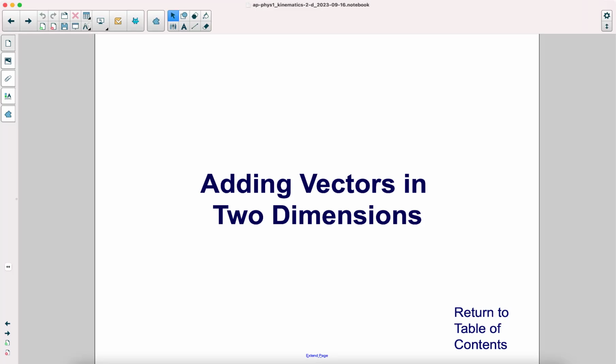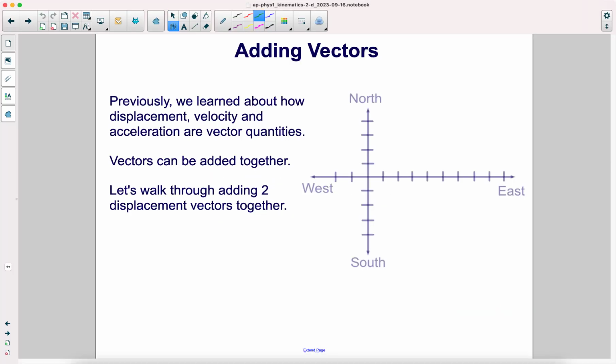Adding vectors in two dimensions. Previously, we learned about how displacement, velocity, and acceleration are vector quantities. Vectors can be added together. Let's walk through adding two displacement vectors together.